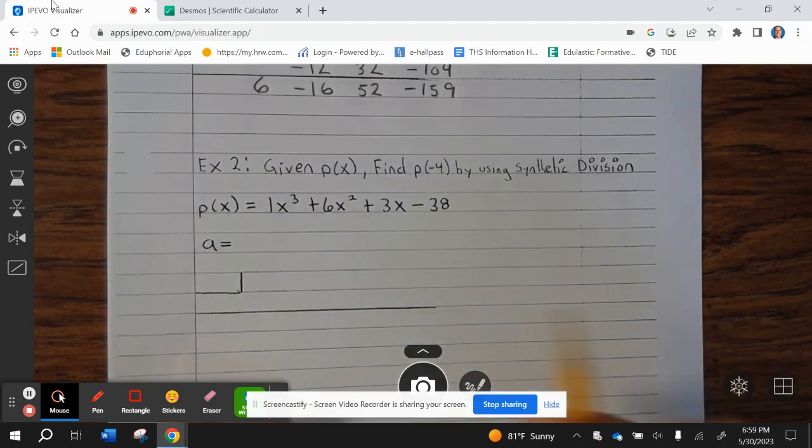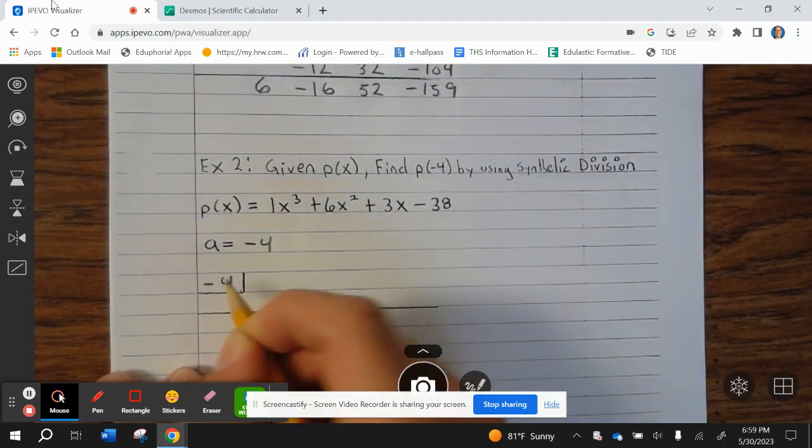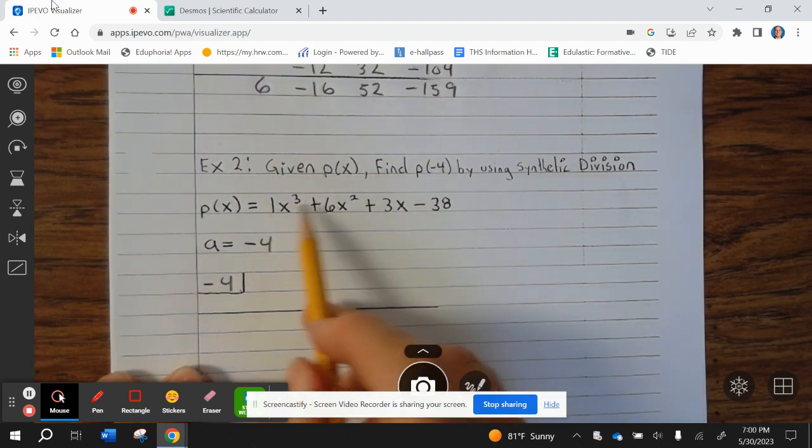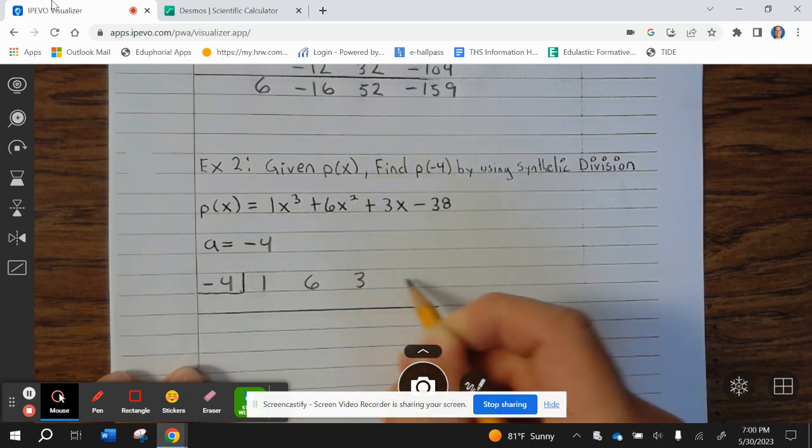Example 2: given p of x, find p of negative 4. So the a value is negative 4, and negative 4 goes right here. We bring down; we have cubed, squared, x, so we're good there. So the coefficients are 1, 6, 3, negative 38.